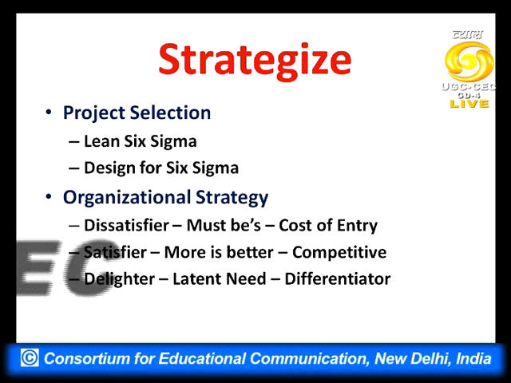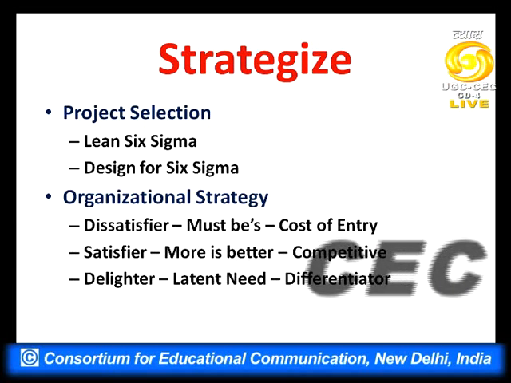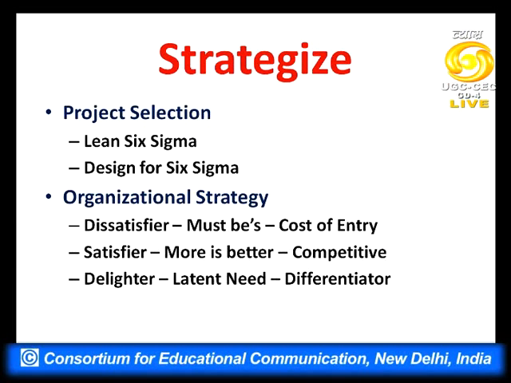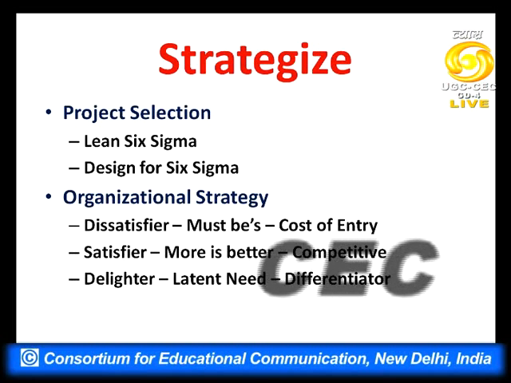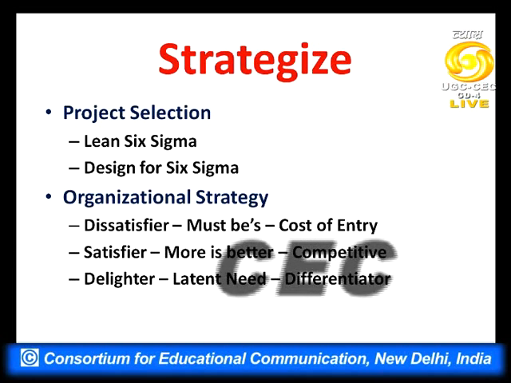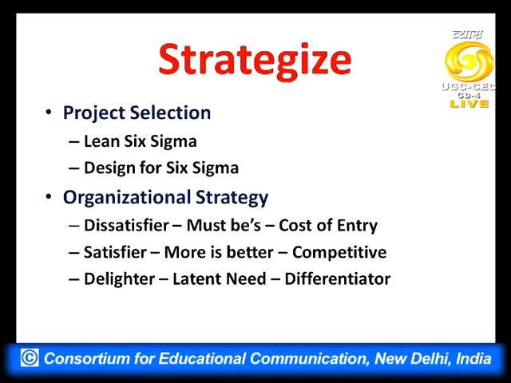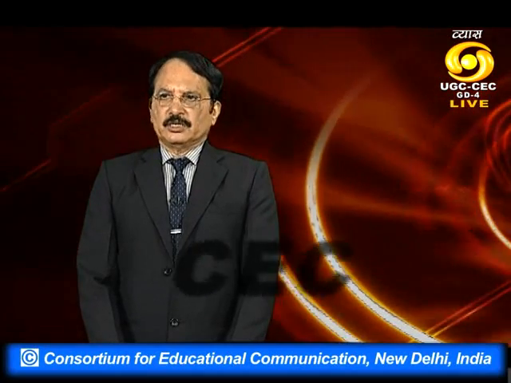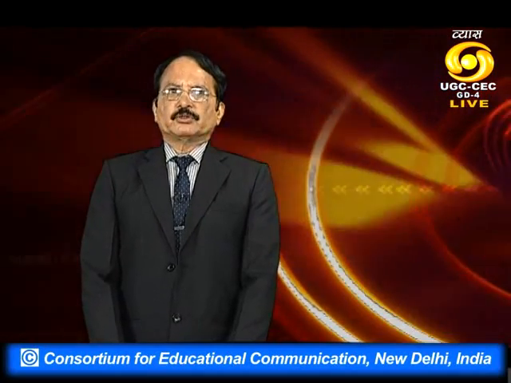Strategize. Project selection: we will select the project, Lean Six Sigma, design for Six Sigma, and then organizational strategy. Dissatisfier must be cost of entry. Satisfier, more is better. We will identify these attributes, which are dissatisfiers, satisfiers and delighters. Delighters are of course latent needs which are not given by the customer. And differentiators, these are the differentiators from one competitor to the other competitor.